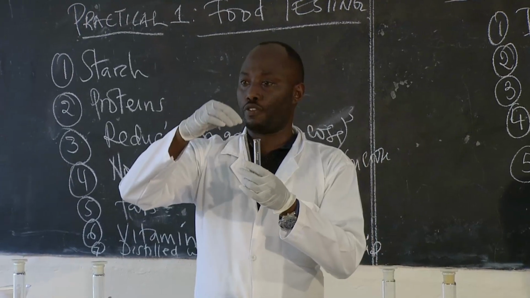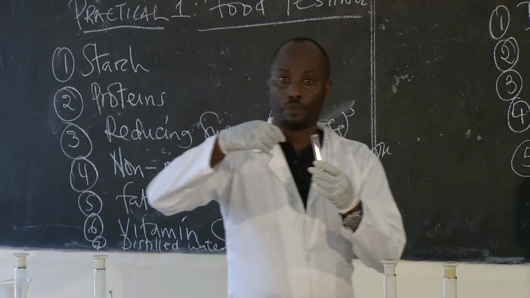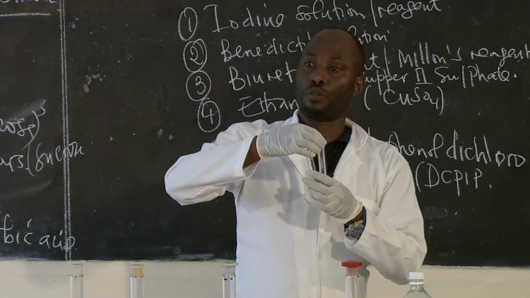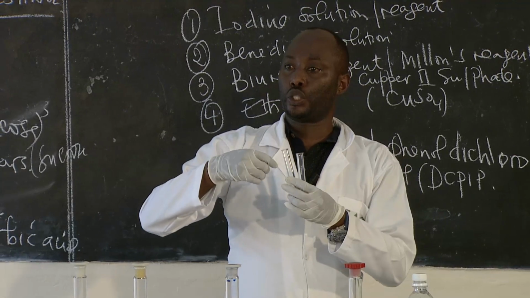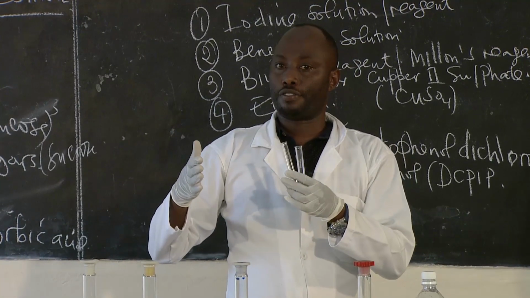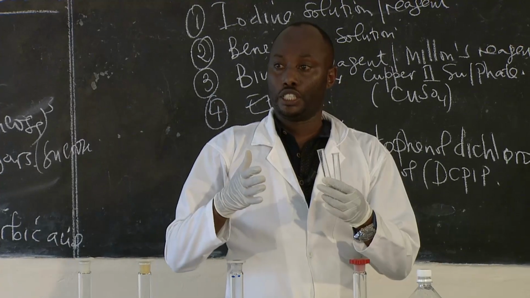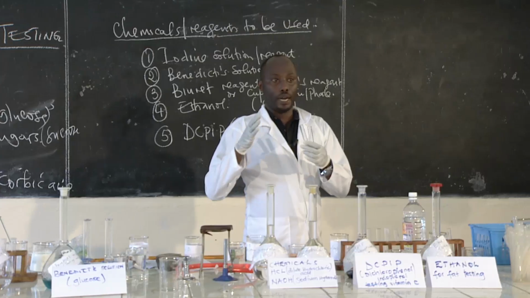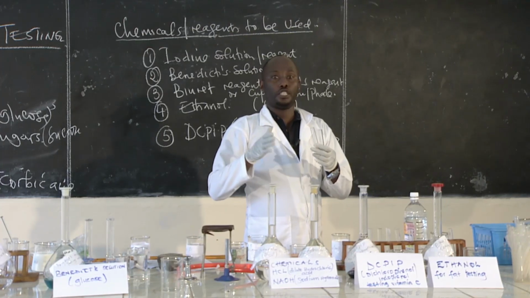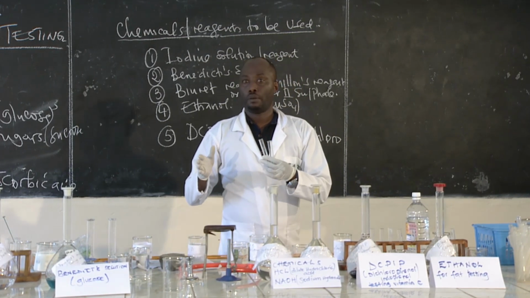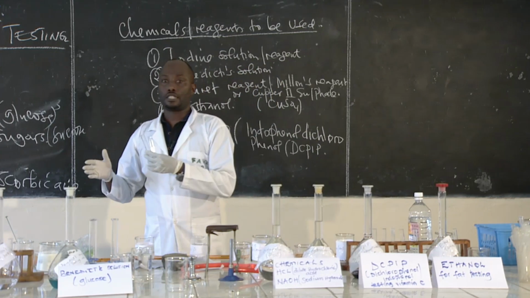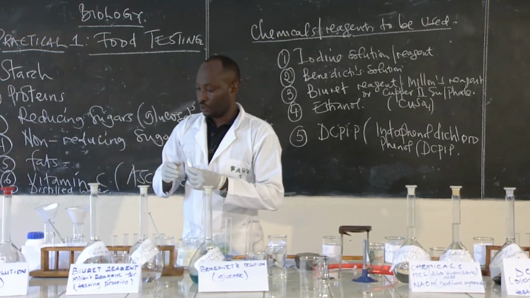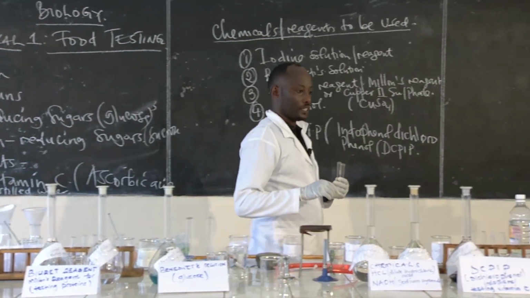I will get 2 drops of starch, and after getting the 2 drops of starch, I add the iodine solution, and then I will be able to observe color changing. Once you see a color change from one color to another color, we say there is presence of starch in the solution. But if the color does not change and persists, we normally say there is absence of starch in the solution. Let us do the experiment. I will use the droppers.